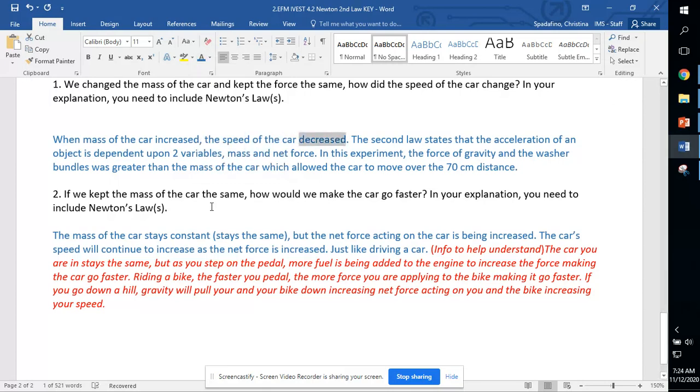For number two, if we kept the mass of the car the same, how would we make the car go faster? So I literally just talked about that. I kind of went ahead of myself. So if the mass of the car stays constant, but the net force acting on the car is increased, that means the car's speed will continue to increase as the net force is increased, just like when we drive a car. So if we keep the mass the same and we want the car to go faster, we just have to increase the amount of force or the amount of net force.